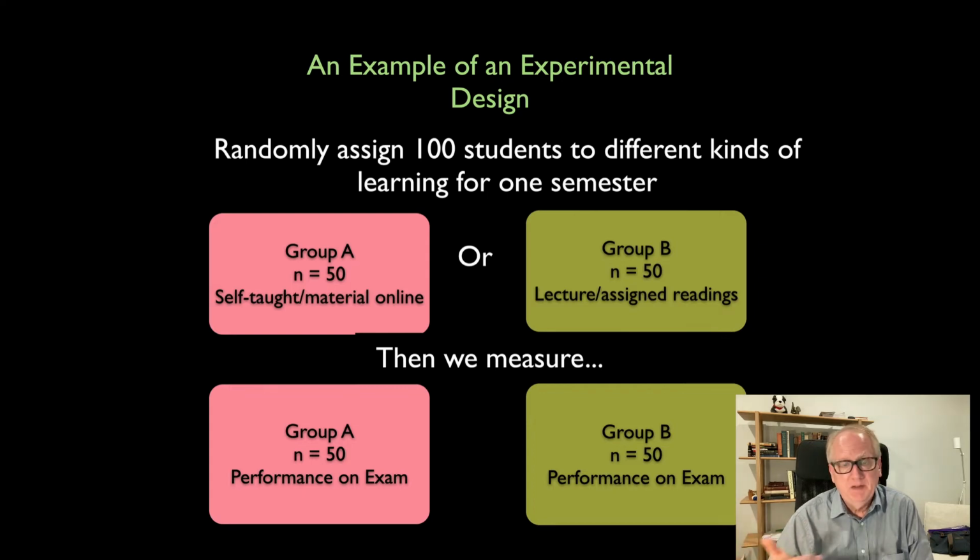And of course, another possibility could be that there's no difference between the two groups at the end, that they have essentially the same scores. And so that would tell us that it didn't matter which one worked. All right, so that's an example of an experimental design. And like I said, we'll go through this in a lot more detail at the next lecture.